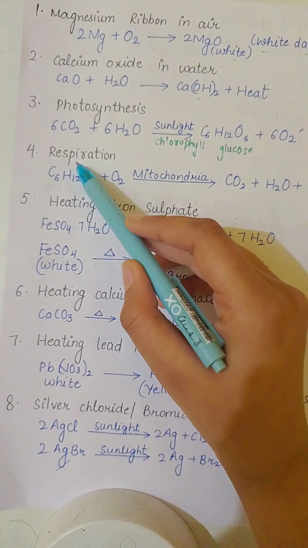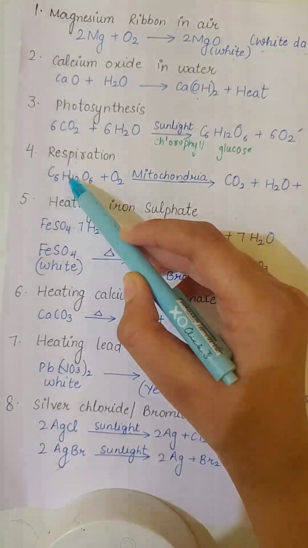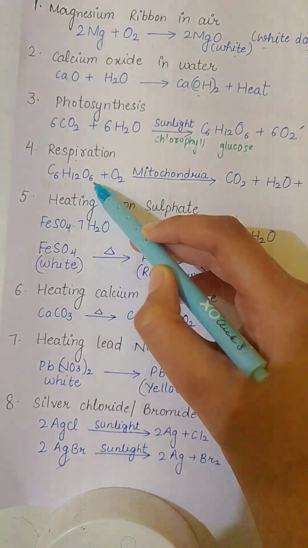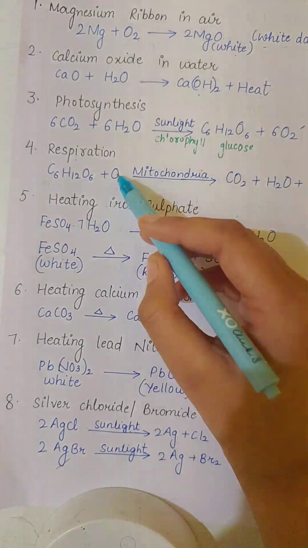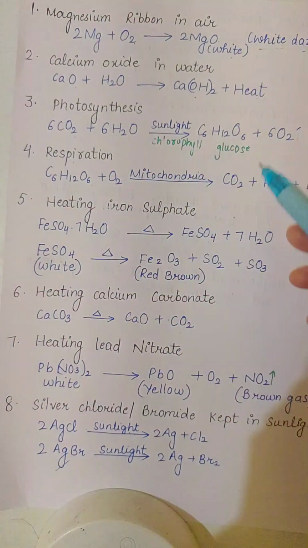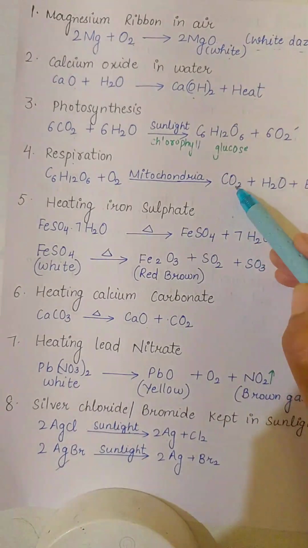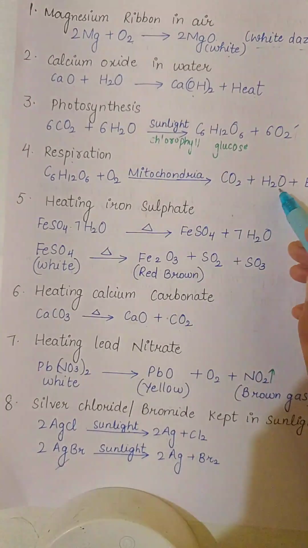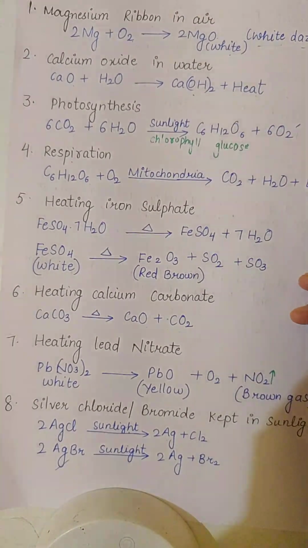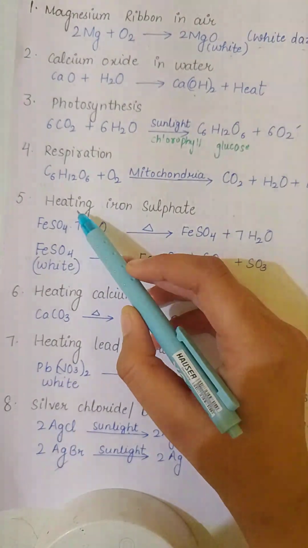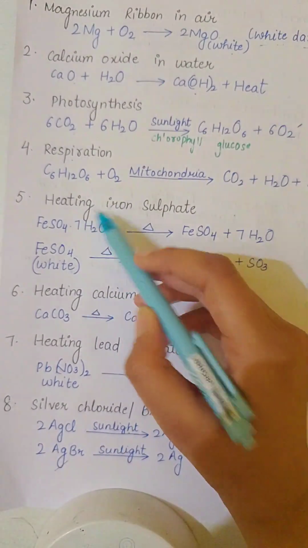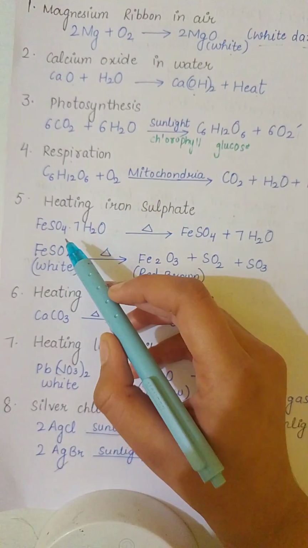Then the next reaction is respiration. C6H12O6, glucose, when it reacts with oxygen in the presence of mitochondria, carbon dioxide plus water and energy is evolved. Next reaction is heating iron sulfate.